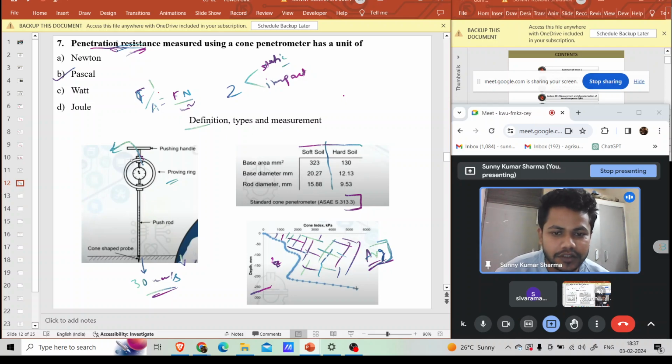So on the basis of this cone index, you can mainly divide the soils into three types: soft soil, medium soil, and hard soil. So for what range of cone index do we say that this is soft soil? Can you make any guess?